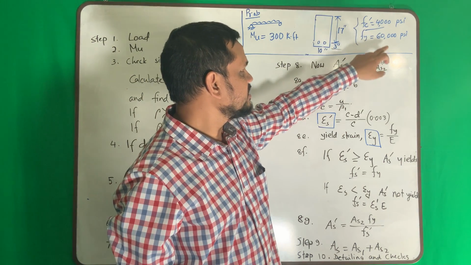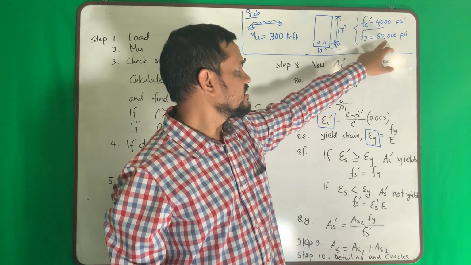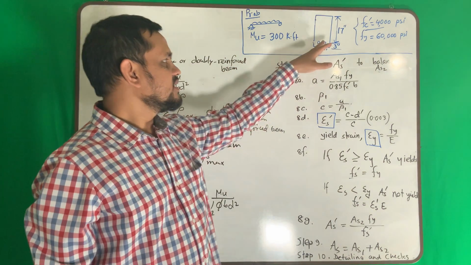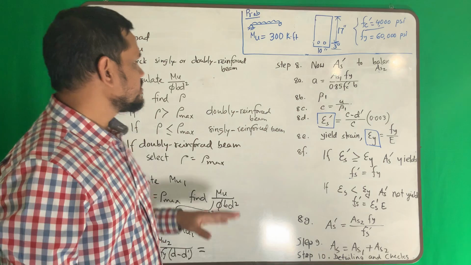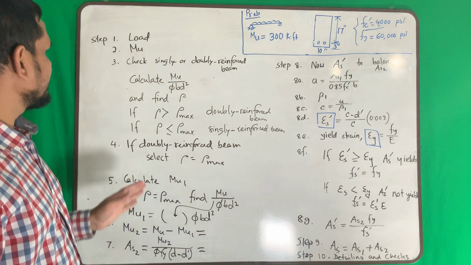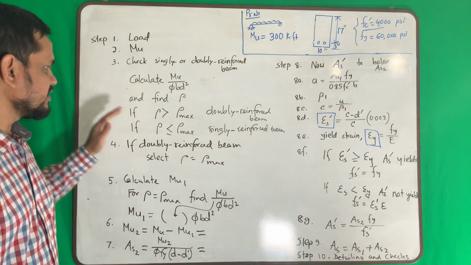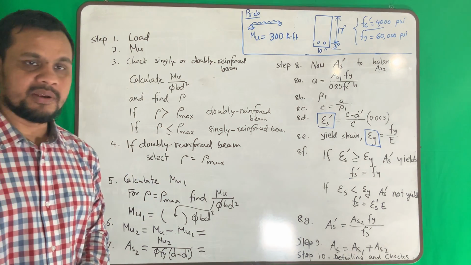Material is 4000 psi concrete, 60,000 psi steel. Now we have to design the reinforcement. So I already wrote down the steps very briefly. In my previous videos I explained the steps. So here I will go very briefly.